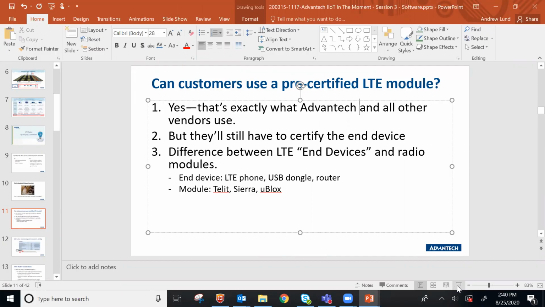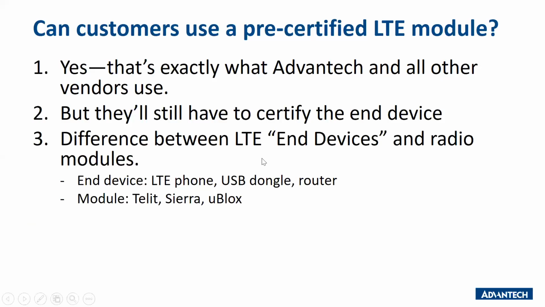So yes, you can do that. That's what we do. But you still have to certify it as an end device, okay? So our devices go through this end device certification by Verizon and AT&T, T-Mobile. That's like your phone or a router, they're end devices. Within that end device, there's an embedded module. So that's fine to use a pre-certified module, but you still have to certify it as an end device.